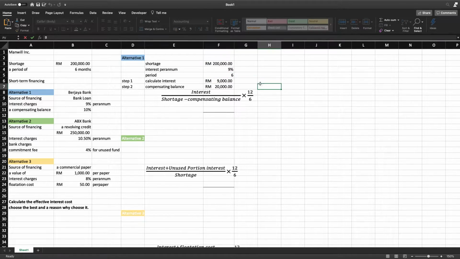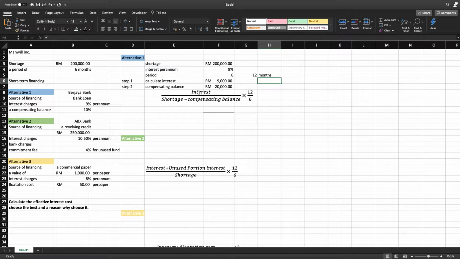So that is 6 over 12 months. When you calculate, you will get 9,000. So you will have settled the first part, that is the interest.